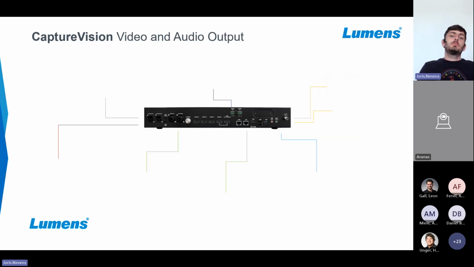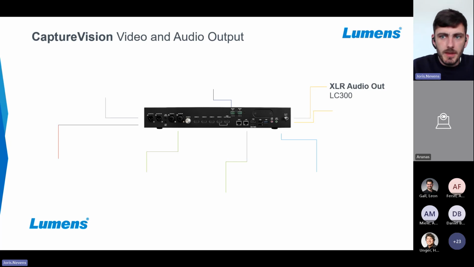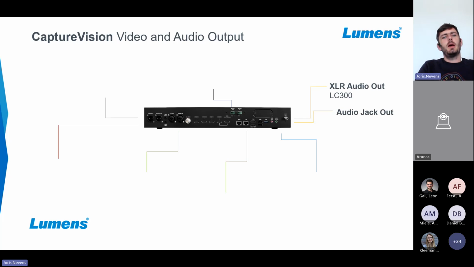When you have inputs, of course, you have outputs as well. So on the audio side, on the new unit, the LC300, we have XLR out also. So you have XLR in and XLR out to send back into your room. And we always have a mini jack out as well. Then we start the video and the audio, so we can send video out again on HDMI or on SDI.